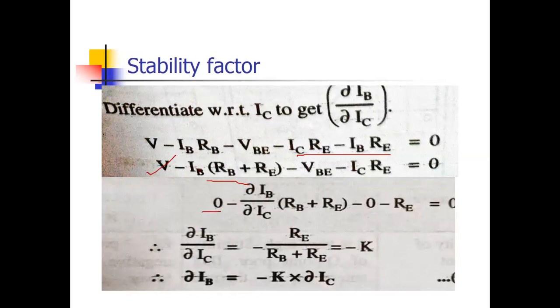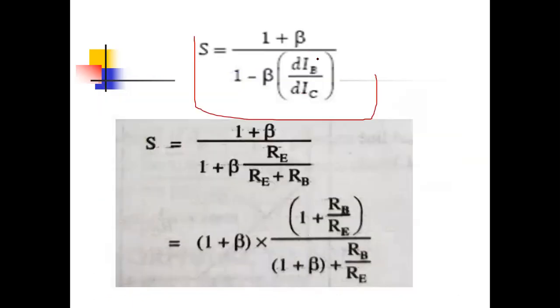Now this is a constant term, so differentiation is 0. The IB is dependent on IC, that's why del IB over del IC, and the RB plus RE is as it is. Again VBB is a constant term, so 0. And IC differentiation with respect to IC will be 1, RE equals 0. So after solving this, del IB over del IC equals minus RE upon RB plus RE. Now just put this value in this equation.